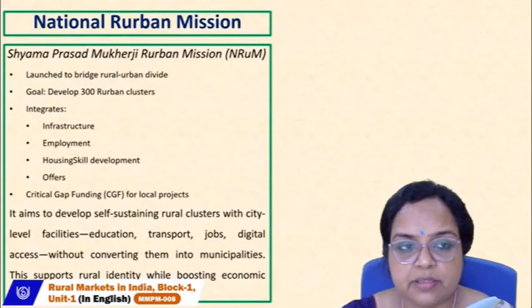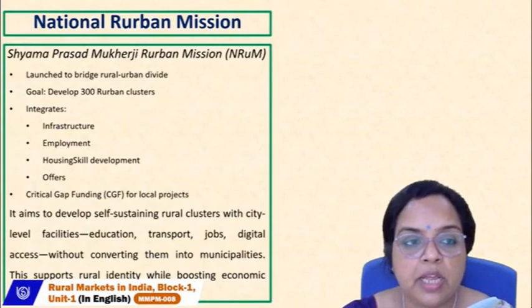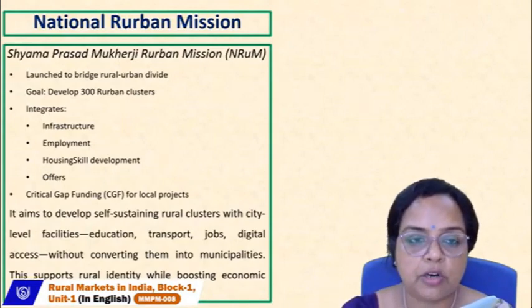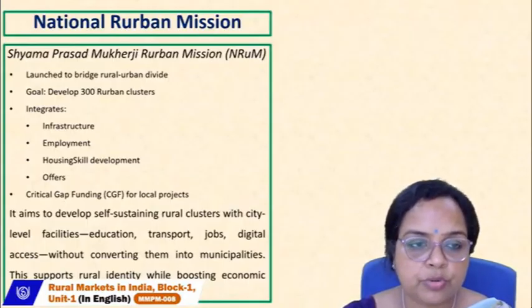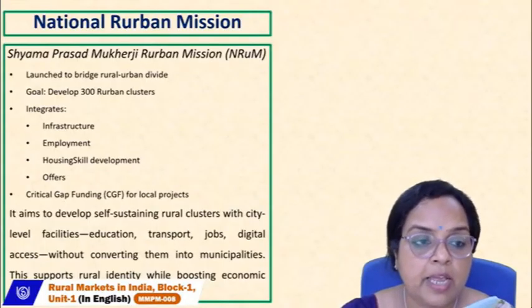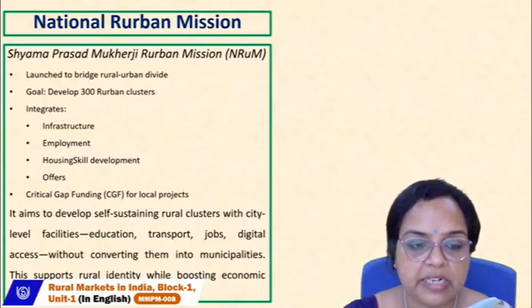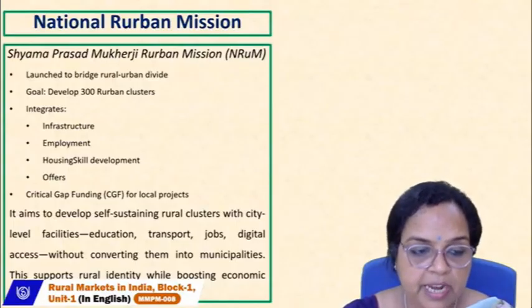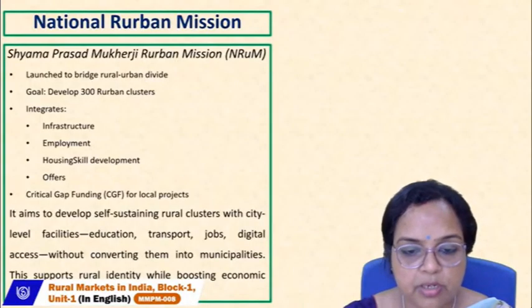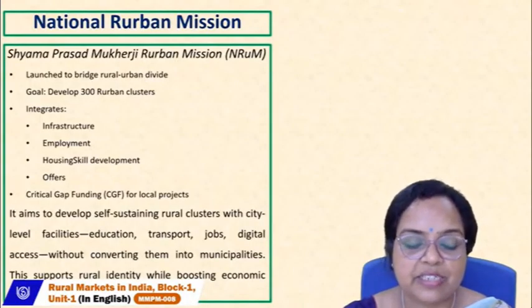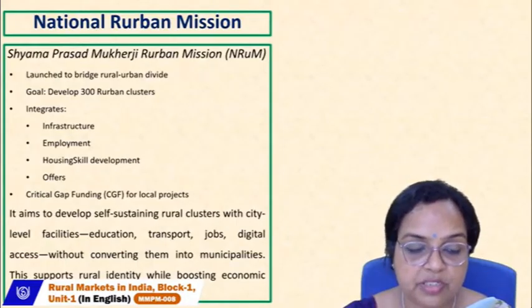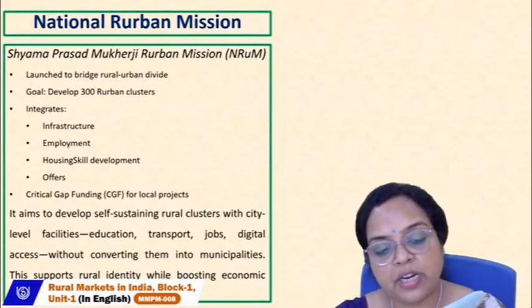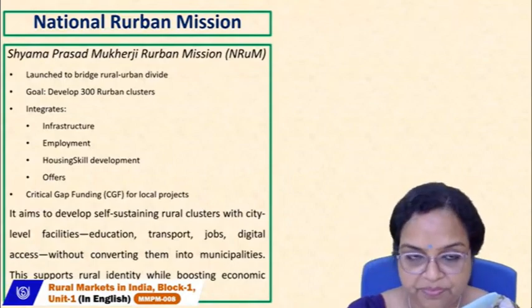National Rurban Mission, Shyama Prasad Mukherjee Rurban Mission. It was launched to bridge the rural and urban divide. The aim was to develop 300 Rurban clusters. It integrates infrastructure, employment, housing, and skill development, and offers critical gap funding for local projects. Why was this mission established? Because it aims to develop self-sustaining rural clusters with city-level facilities like education, transport, jobs, and digital access, without converting them into municipalities. This supports rural identity while boosting economic growth.